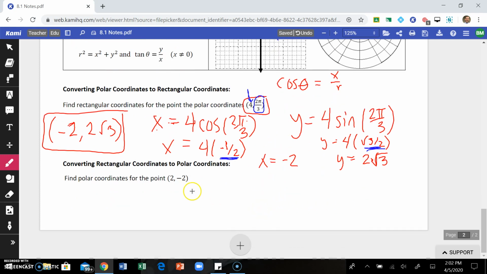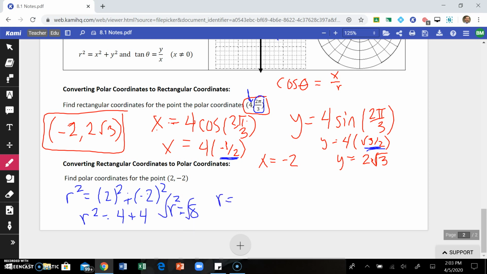Okay, and then the last part is going the opposite way. If I have an xy coordinate point 2 comma negative 2, and I want to find the r and theta. To find r, we use the Pythagorean theorem: r squared is 2 squared plus negative 2 squared. So r squared is 4 plus 4, so r squared is 8. Take the square root. Technically I would have positive and negative square root of 8, which I simplify to 2 square root of 2. So I've got two different r values there.